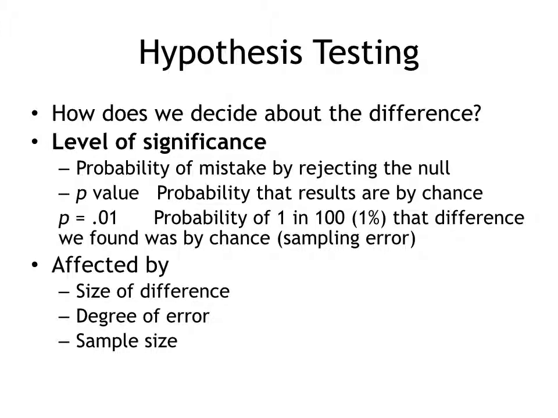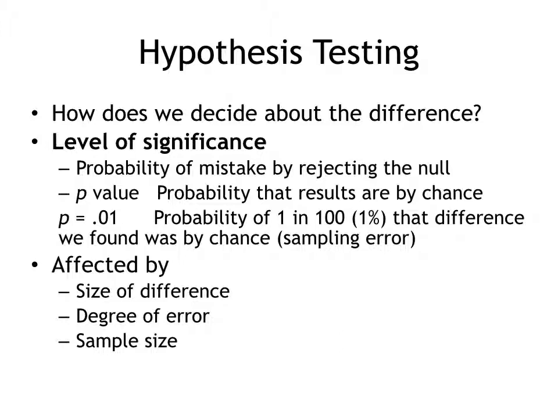And it's called a p-value. The P stands for probability. It's the probability that the results are by chance. So if I set a significance level of P equals 0.01, I'm saying I'm willing to accept a probability of 1 in 100, or 1%, that the difference I found was simply by chance or a sampling error. I'm willing to accept that. And that's going to help me build how much confidence I have in my results.